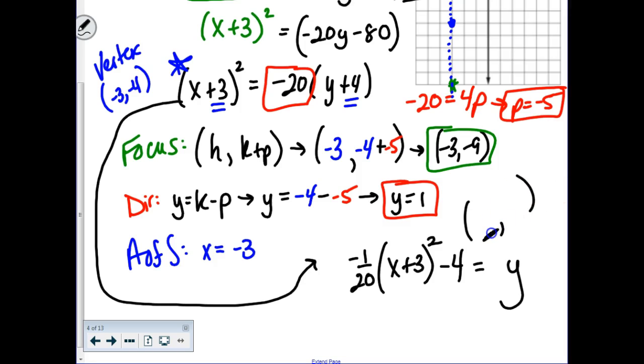Good news, this time you get to plug in an x. If you could make that parenthesis thing 100, that'd be awesome. So what would you have to plug in for x to make that quantity squared 100? 7 would work. 7 plus 3 is 10, and 10 squared is 100. So for 7, that would be 100 times -1/20, which is -5. -5 minus 4 is -9.